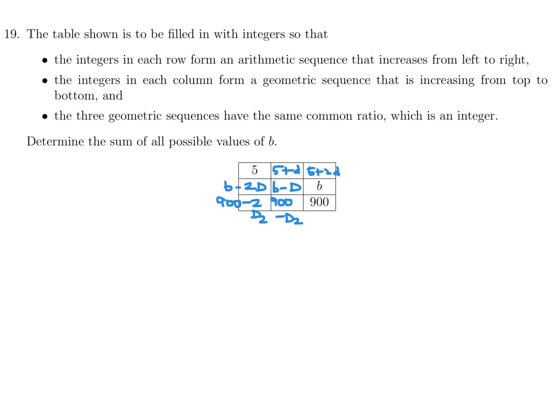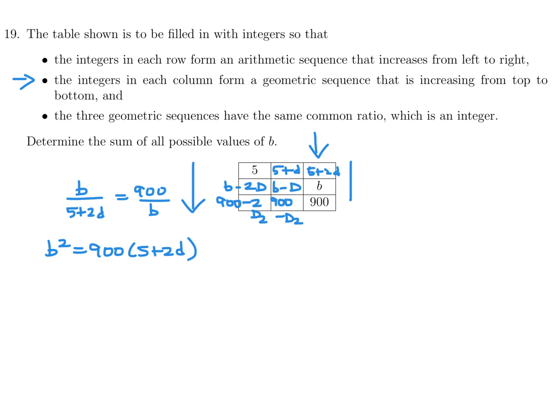But that's when we go to the next piece of information, that top to bottom is geometric. So basically what that means is, for example, let's look at this column first. It means that b over 5 plus 2d is the same as 900 over b. That's basically how you'd figure out the ratio, right? So b squared would be equal to 900 times 5 plus 2d. And that's pretty much how you do it.